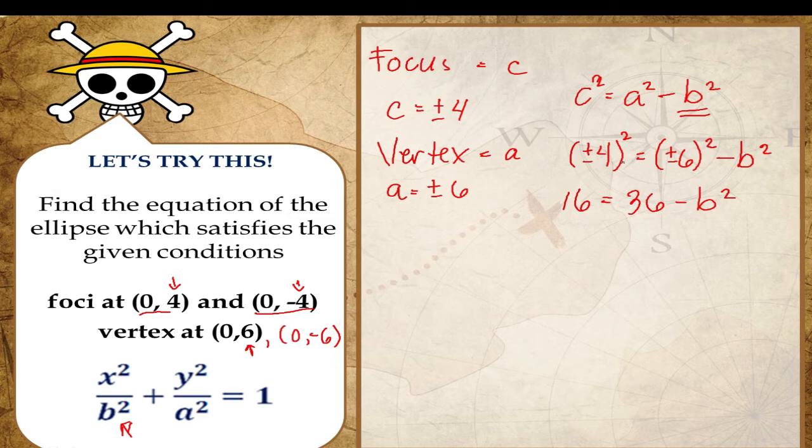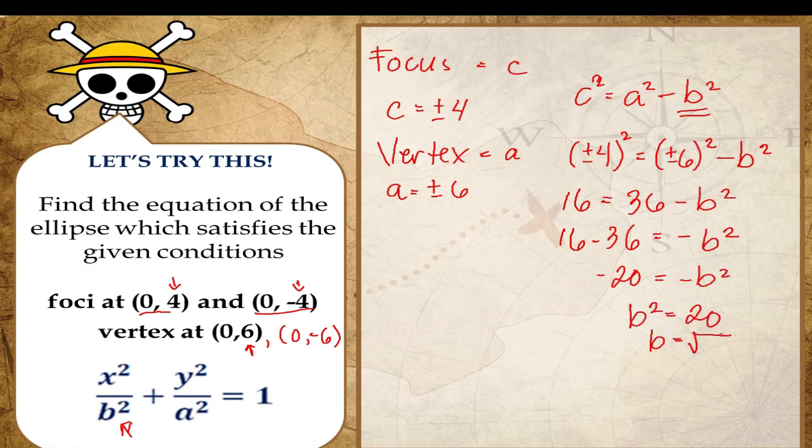Then, we can solve for b. 16 minus 36 is equal to negative b squared. 16 minus 36 is negative 20 equal to negative b squared. So that means our b squared is equal to 20. B is equal to the square root of 20. So, we already have our equation as we identified the letter B and letter A.